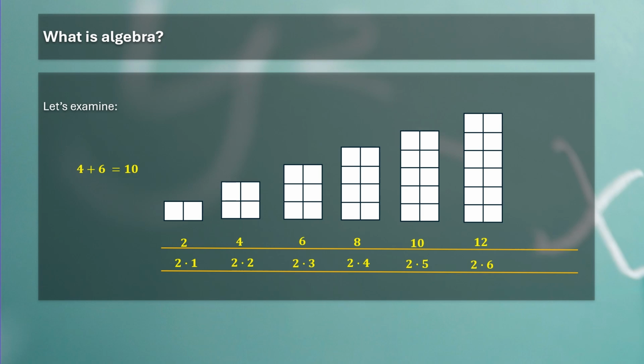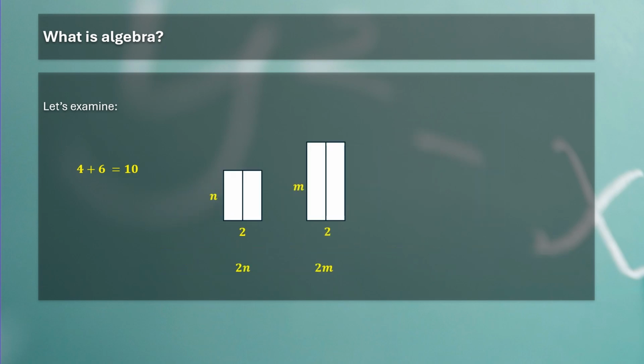In algebra, we show that a case always applies by using letters instead of numbers. This can be more easily understood by looking at the drawing. We create two even numbers. We don't know which even numbers they are, but since they are even numbers, we know that the two even numbers can be written as 2 times another number.